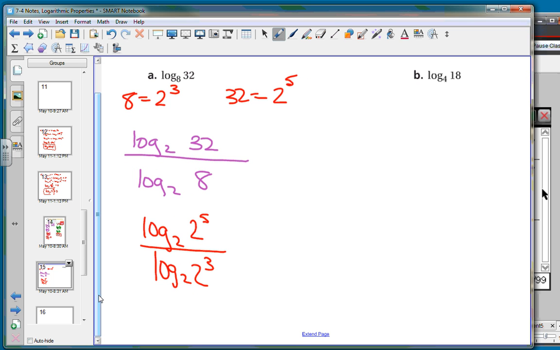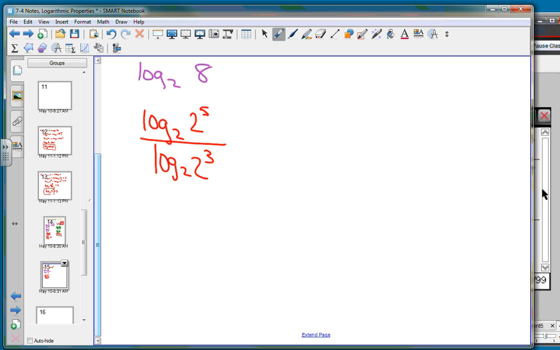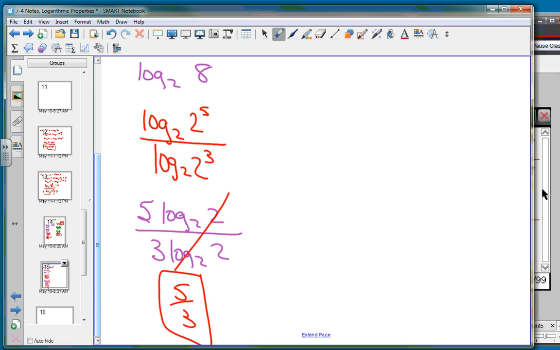What happens in log world when you have exponents? They go out in front. So this is going to be 5 times log base 2 of 2 over 3 times log base 2 of 2. And what happens to log base 2 of 2? They cancel out. Now those are going to give you 5/3. Do we see that, yay or nay?